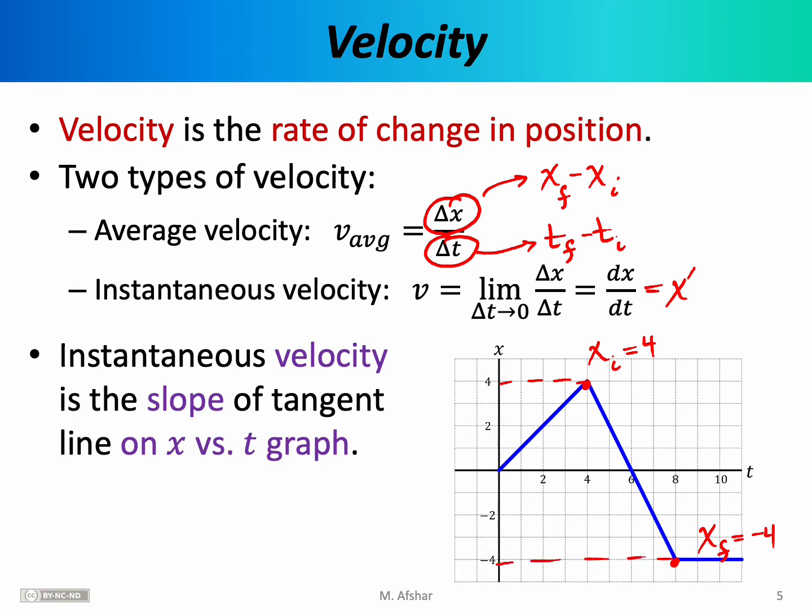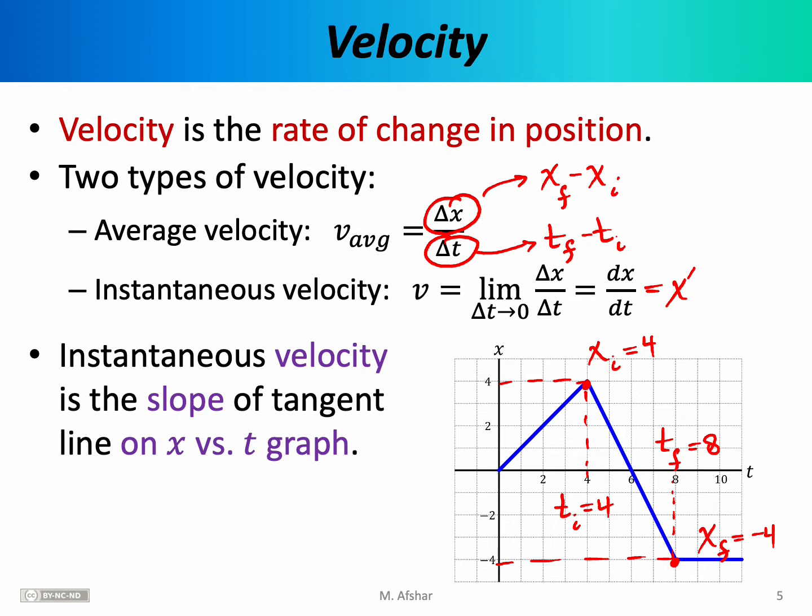I also need initial time and final time. I can see that t initial is equal to 4. And I can see that t final, reading it off the graph again, is equal to 8. Now that I have these two quantities, I can calculate the change in x, I can calculate the change in t, and the ratio of those two changes would give me the average velocity.